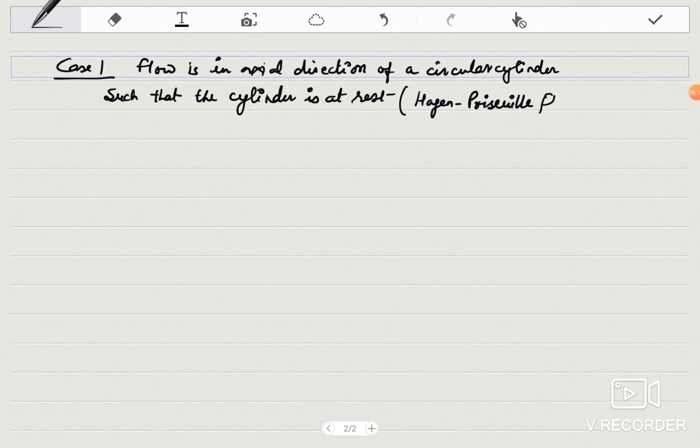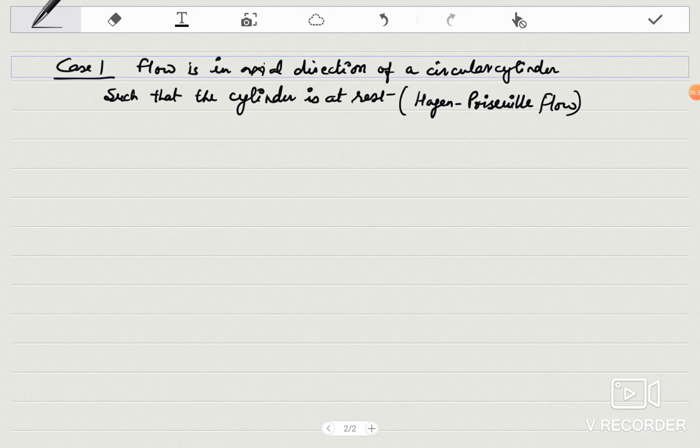flow. As I told you earlier, don't be confused between Poiseuille flow and Hagen-Poiseuille flow, because in Poiseuille flow you are considering the flow between parallel plates. In Hagen-Poiseuille flow you consider the flow in a cylinder. So don't be confused in the two cases.